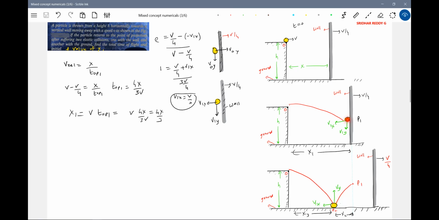So again, what happened: the ball from P1 will strike P2 and come to O. How much horizontal distance has it covered? x1. Do we know x1? x1 we brought in terms of x. x1 equal to, I'll write separately.